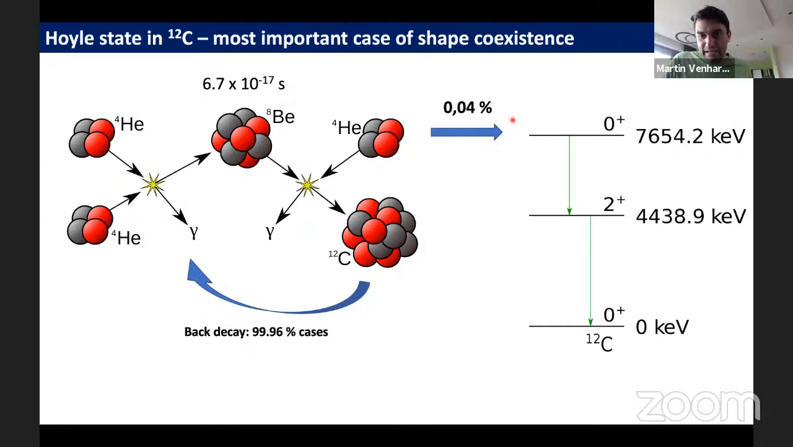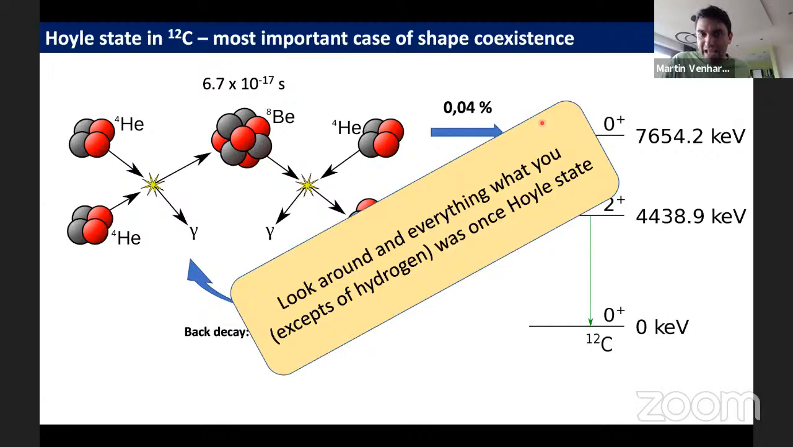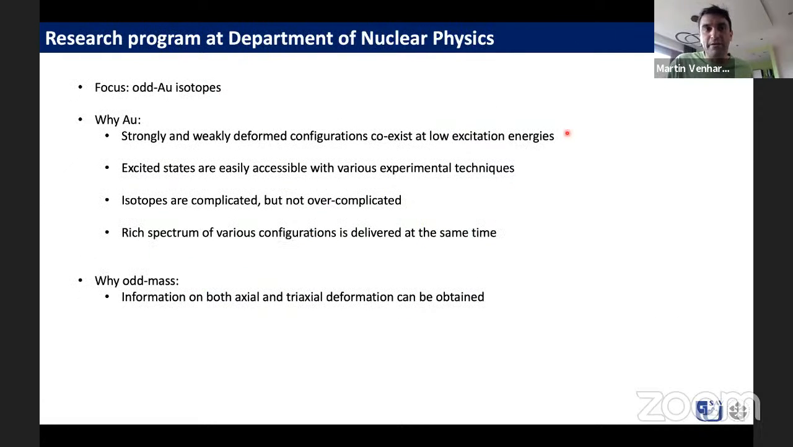If you look around now, everything you see, including yourself, except for hydrogen, was once a Hoyle state. Every atom went through the Hoyle state, because as soon as you produce carbon 12, you can produce all the heavier elements. Without it, the universe would be just carbon, helium and hydrogen. It's strongly deformed, and it is the deformation that makes the excitation energy just right to produce carbon 12. So without shape coexistence, we would not be here today.